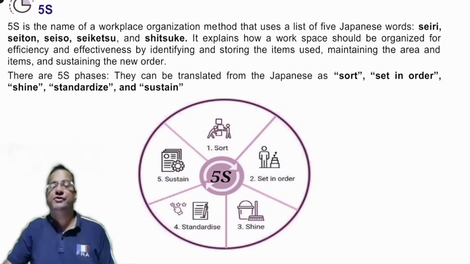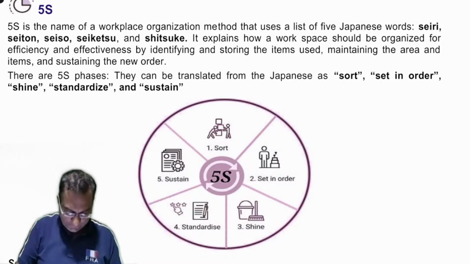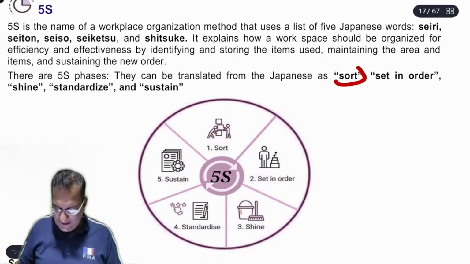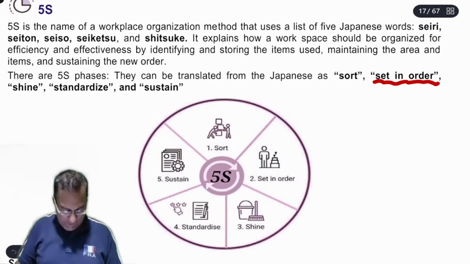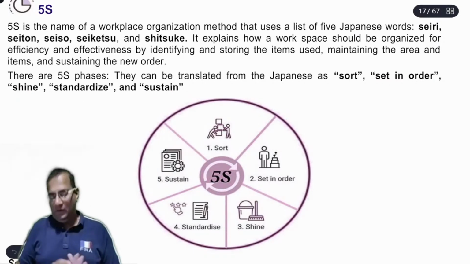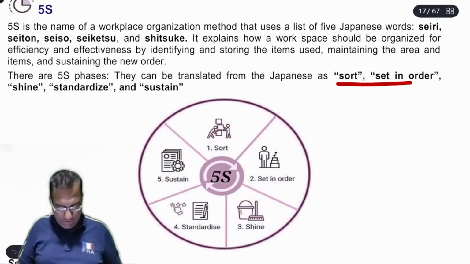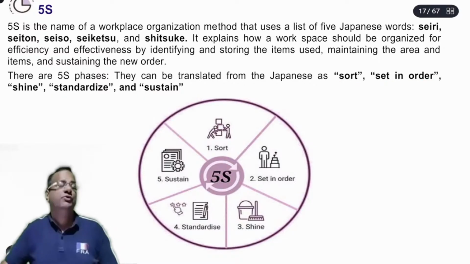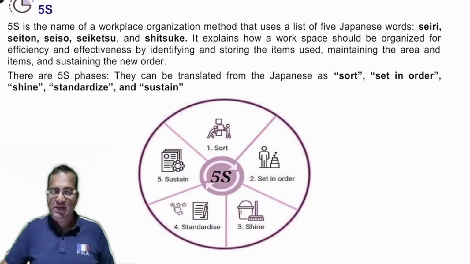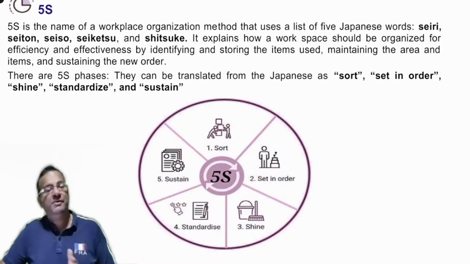The first S denotes sorting. The second S is set in order. The third S is shine. The fourth one is standardize. And the fifth one is sustain. When we complete this particular very easy topic, you will be able to know better. You cannot change the order of this 5. The first process will be sorting. The second one will be set in order. The third one will be shine, standardize, and then it will be sustain.